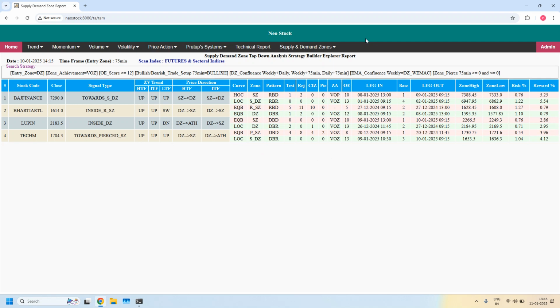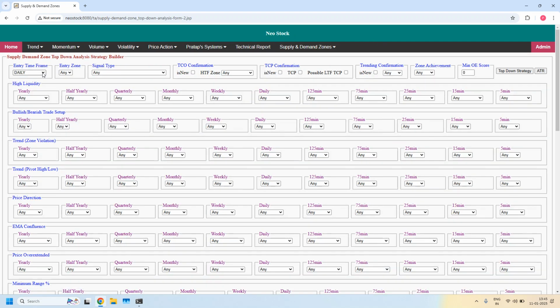Next, bearish trade setup for weekly income trade. Entry time frame is 75 minutes. Entry zone is supply zone. In bullish or bearish trade setup, at the 75 minute entry time frame, I am selecting bearish. Now we need to set 3 filters on the 75 minute supply zone.